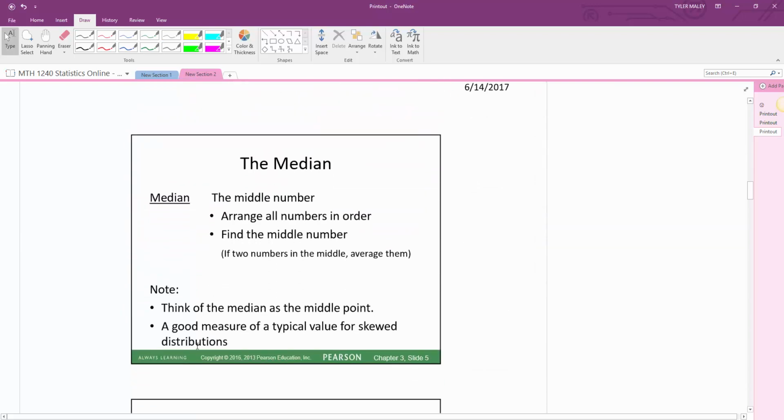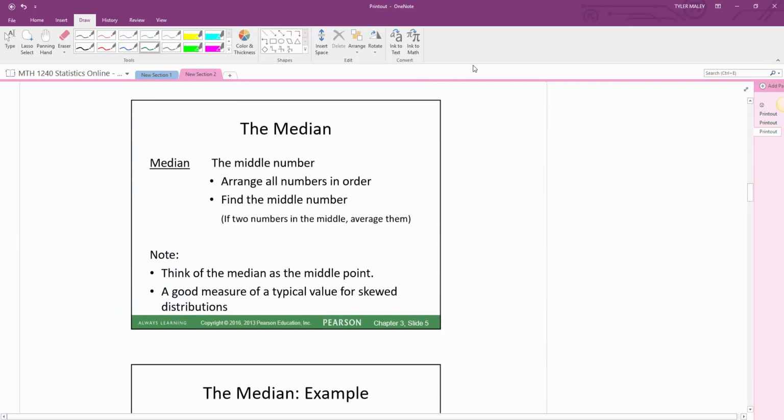So that's on the next slide here. The median, again, is the middle number. How to find this? You arrange all the numbers in order, and then you find the number that's in the middle. So if you have an odd number, you're going to have one number directly in the middle. But if you have an even number, then you want to average the two middle ones.